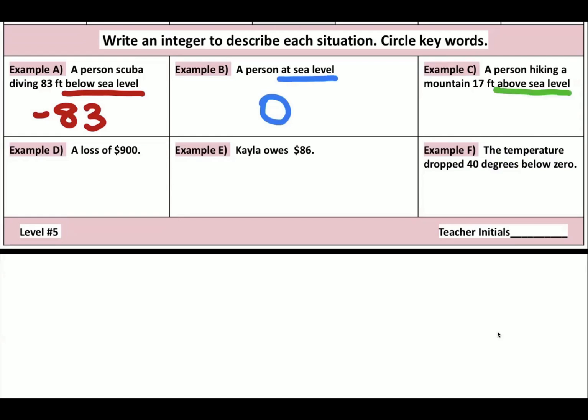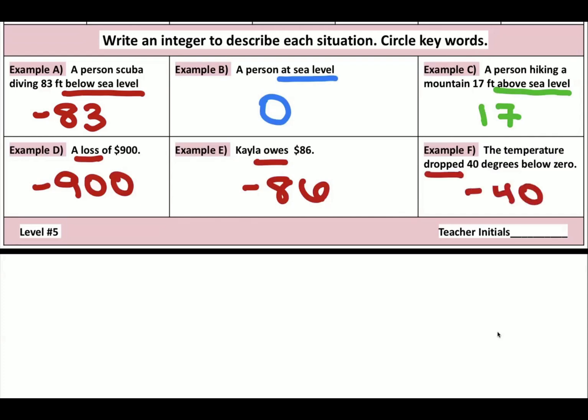At sea level is 0. 17 feet above sea level is 17. Make sure you underlined keywords. A loss of 900 is -900. Owing 86 is -86. And dropping 40 degrees is -40. If your teacher wants you to, go ahead and check in with them and get their initials, and then come back to the video for page 2.